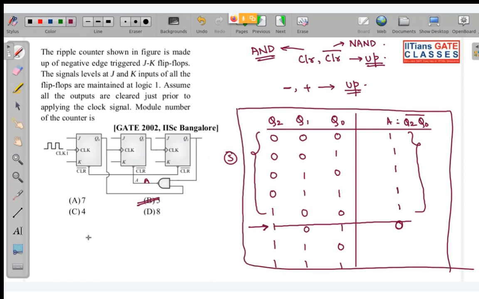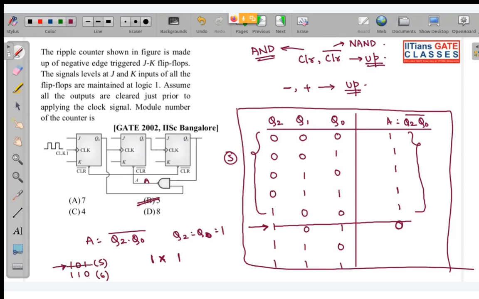So what you can see, this A is equal to what? It is equal to (Q2 dot Q0) whole complement. So basically this will become 0 when Q2 equals Q0 equals 1. So put it like this, 1, 1, and in between put don't care. When you put don't care, the possible states can be 101 and 110. 101 is 5, and 110 is 6. So in up counting, you will encounter 5 first.